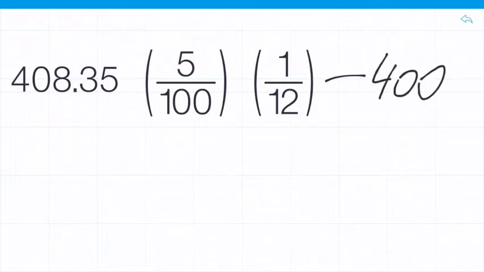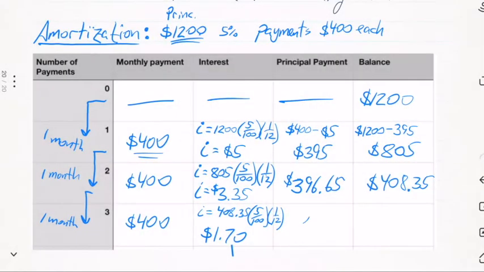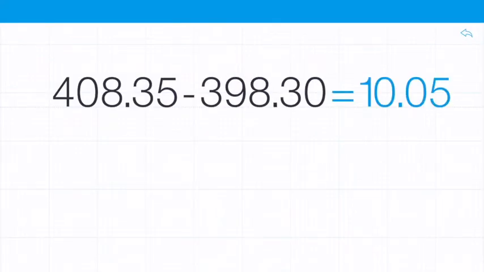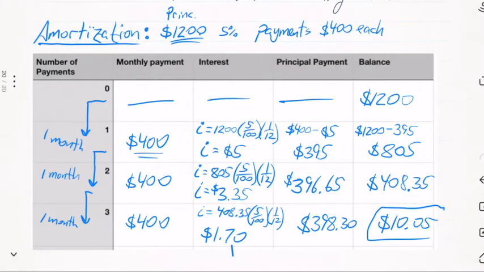This will come out negative, but 398.30. And then if we subtract that from the 408.35, $10.05. So at the end of all, we would still owe $10.05.